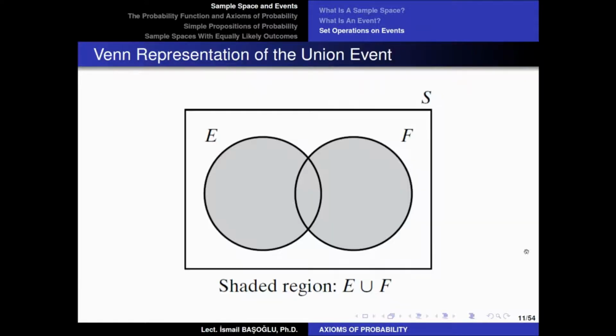If you remember the Venn representation of sets, we can draw a rectangle representing the sample space here, and the events E and F are going to be subsets of the sample space. The shaded region, which contains all outcomes that are either in E or F or in both of them, is giving us the union, E union F.